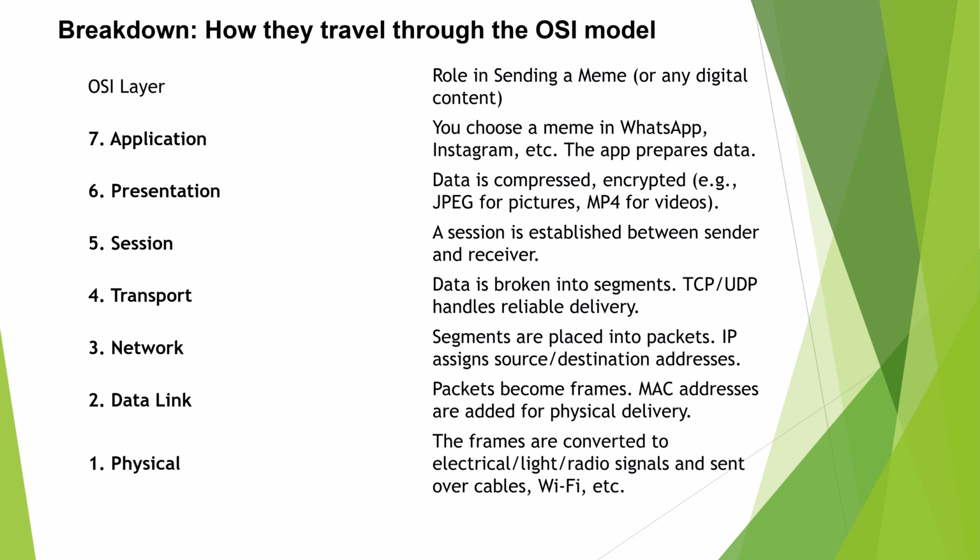And after that, it goes to the network layer. In this, segments are placed into packets. IP assigns source and destination addresses. And after that, it goes to the data link layer. Packets become frames. MAC addresses are added for physical delivery. And after that, it goes to the physical layer. The frames are converted into electrical, light, or radio signals and sent over the cables, Wi-Fi, etc.